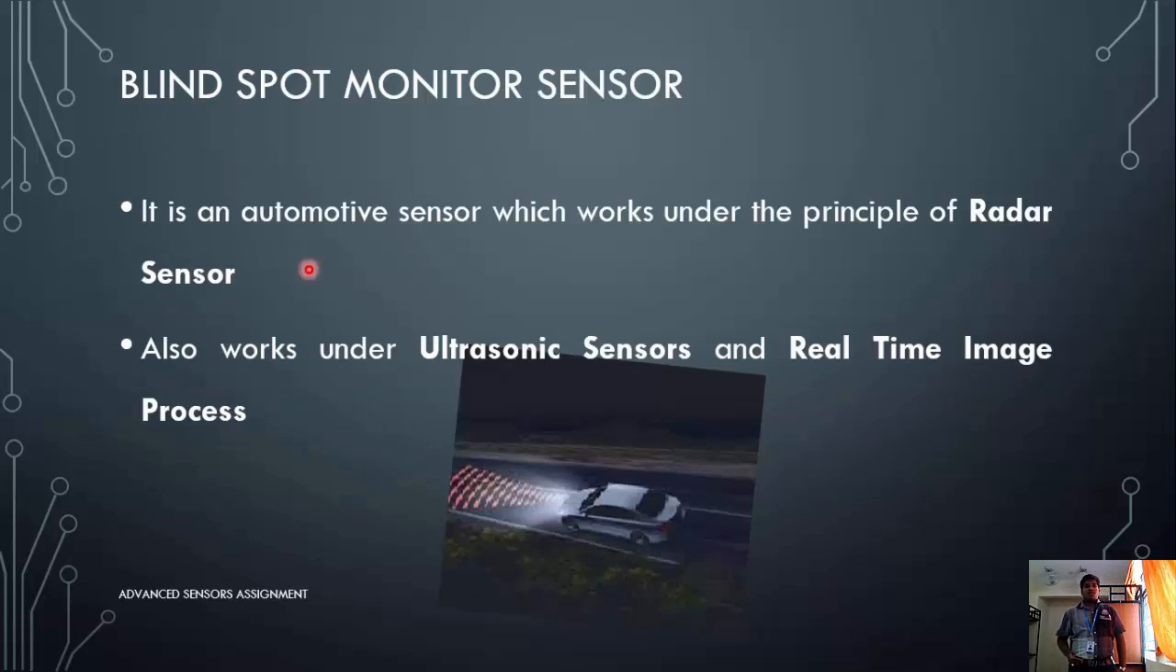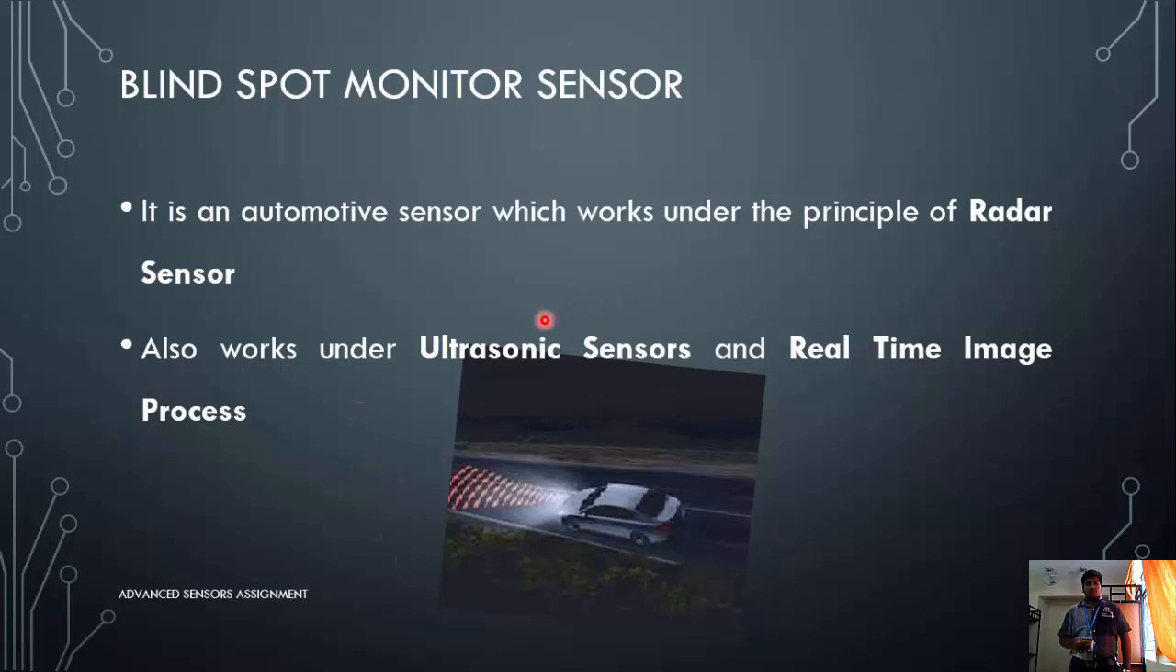Blind spot monitor sensor. It is an automotive sensor which works on the principle of radar sensor. The main basic principle for this application is radar sensor, and it does not depend only on radar sensor. It also depends on ultrasonic sensor and real-time imaging process.